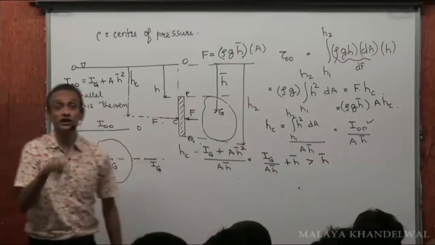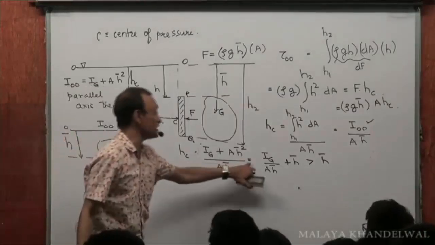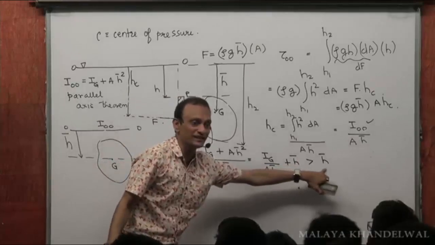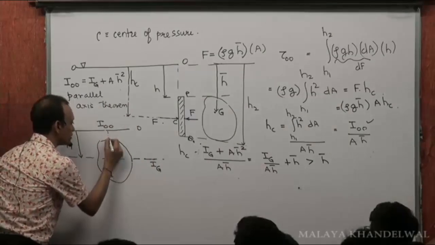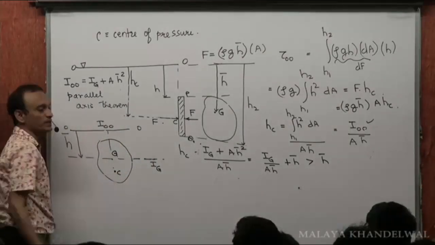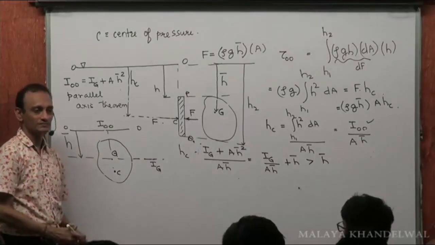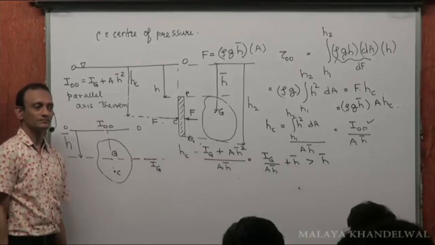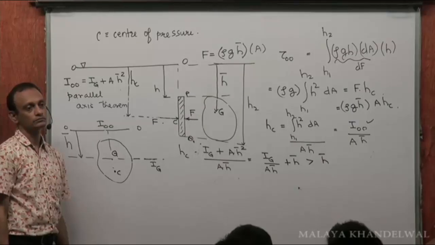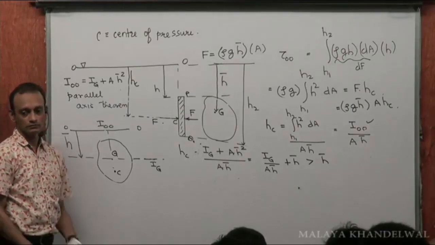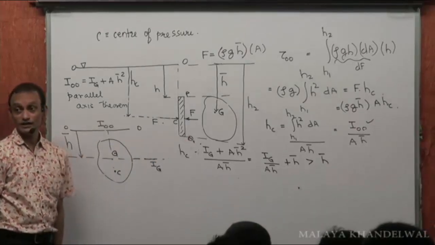That means the center of pressure will be deeper than the center of gravity. The depth of the center of pressure would be more than the depth of the center of gravity. That means if G lies here, then the center of pressure will be lower than G. Yes, you're right. The depth of the center of pressure is more than the depth of the center of gravity.